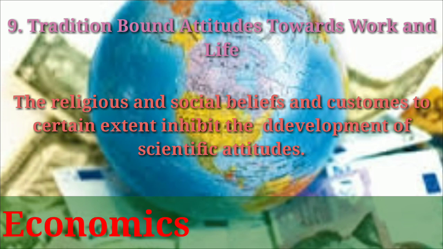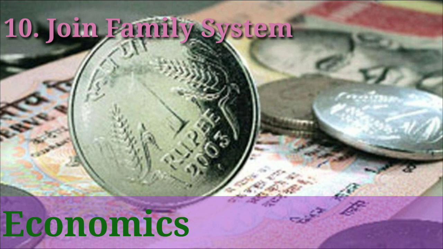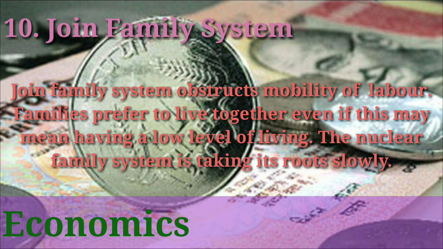Next one is the joint family system. The joint family system obstructs mobility of labor. What is the joint family system? Families prefer to live together even if this means having a low level of living.